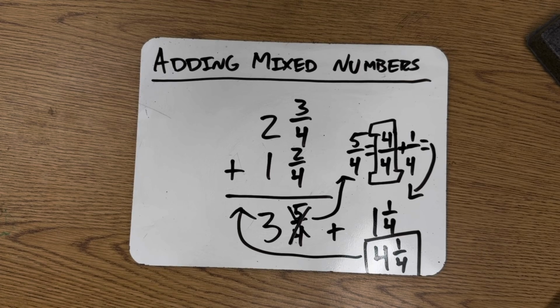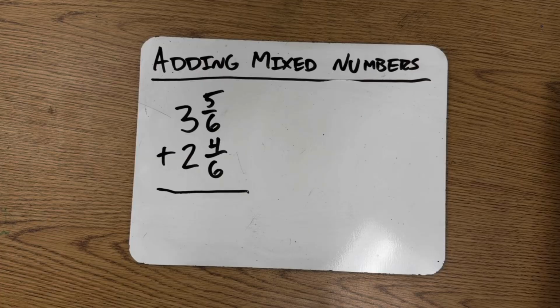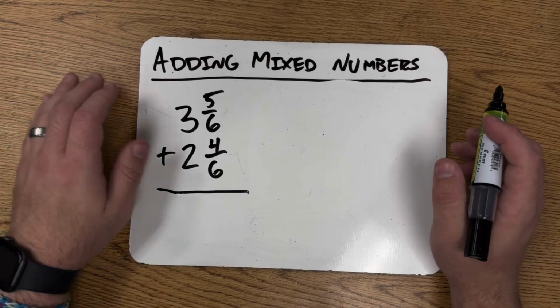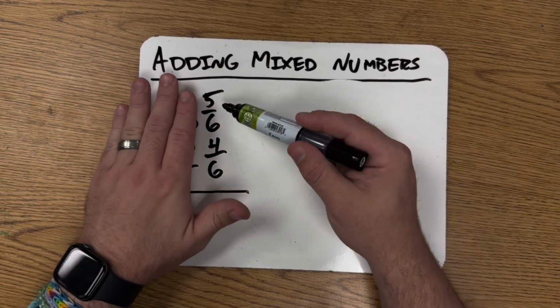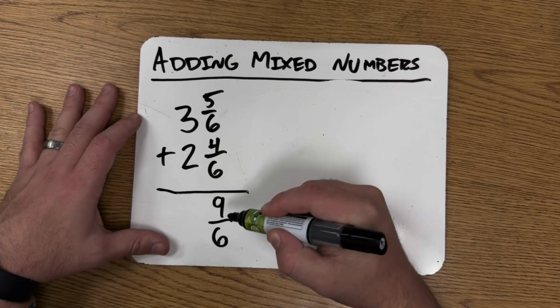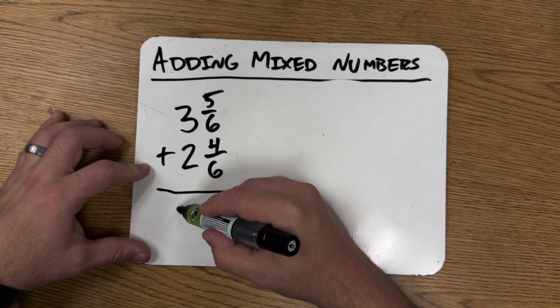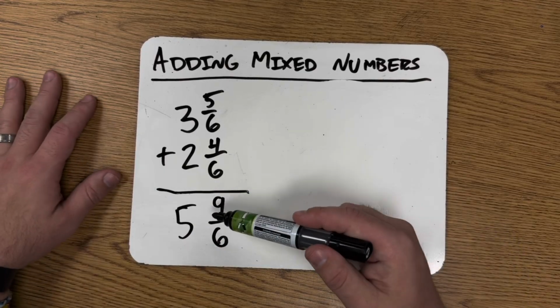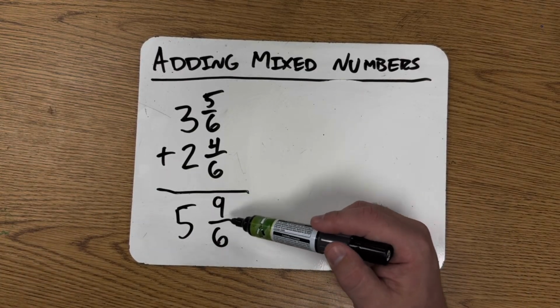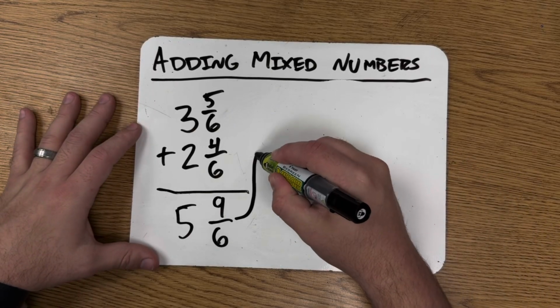Let's take a look at another problem and break it down again. All right, so let's take a look at 3 and 5/6 plus 2 and 4/6. It's hard to say sixths. Anyway, the first step you're going to do is cover up your whole numbers. You're going to ask yourself, what's 5 plus 4? Well, 5 plus 4 is 9. Bring my denominator down, 9/6. Then I'm going to go ahead and add my whole numbers, 3 plus 2, and I end up with 5. And immediately I look at this and I see I have an improper fraction, which is not allowed. So we have to get rid of it. We have to convert it.